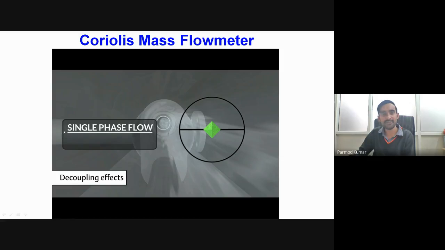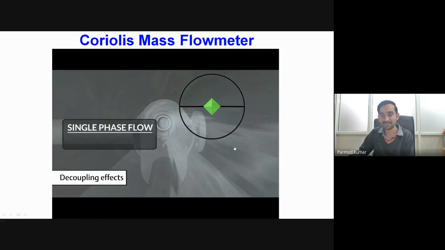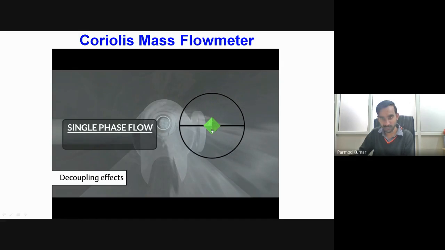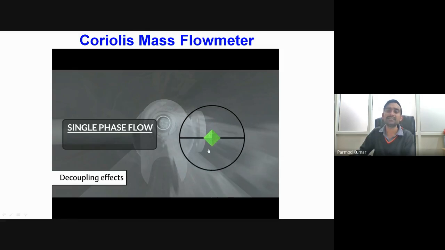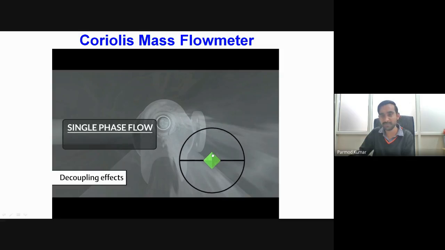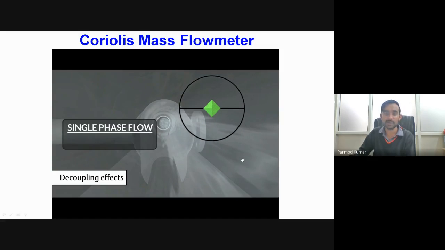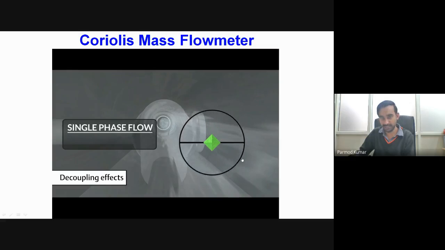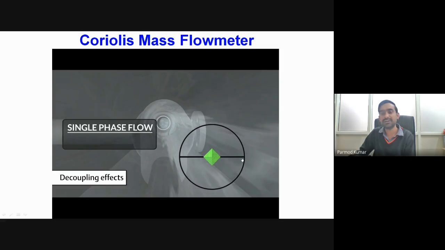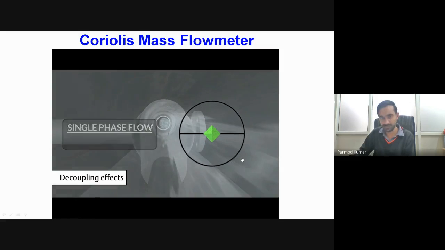Now when we have a perfect single phase flow situation, the geometric center of this tube material will coincide with the center of gravity of the fluid medium, and we will have the same type of oscillations in our liquid as well as the tube material. And we will be getting perfectly accurate measurements.